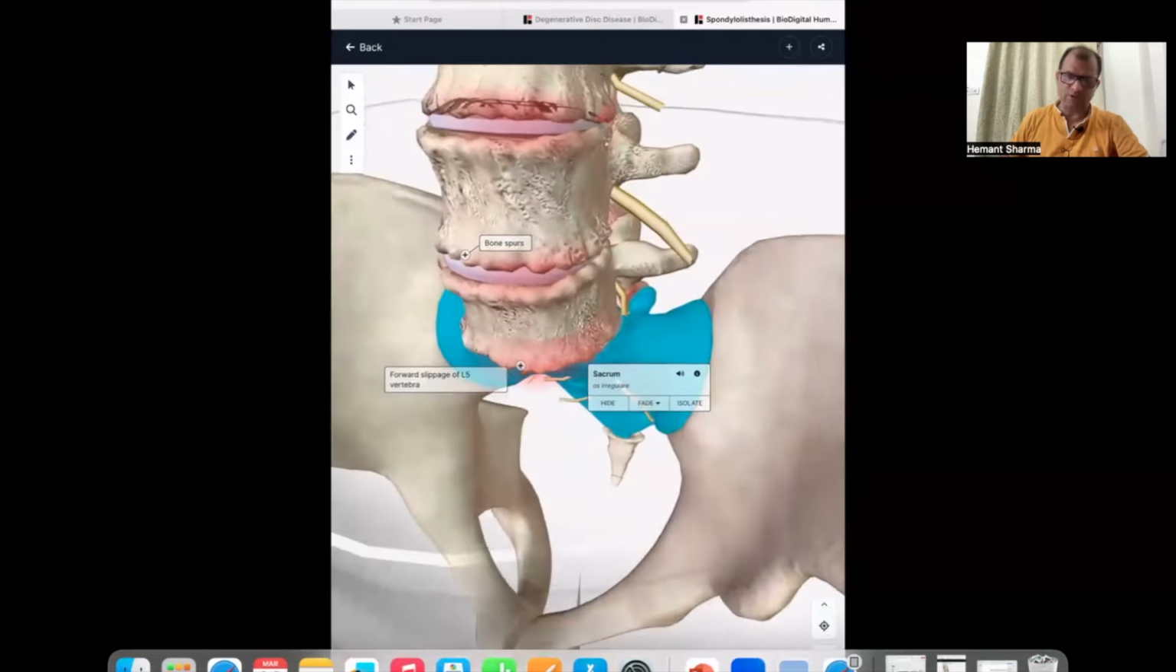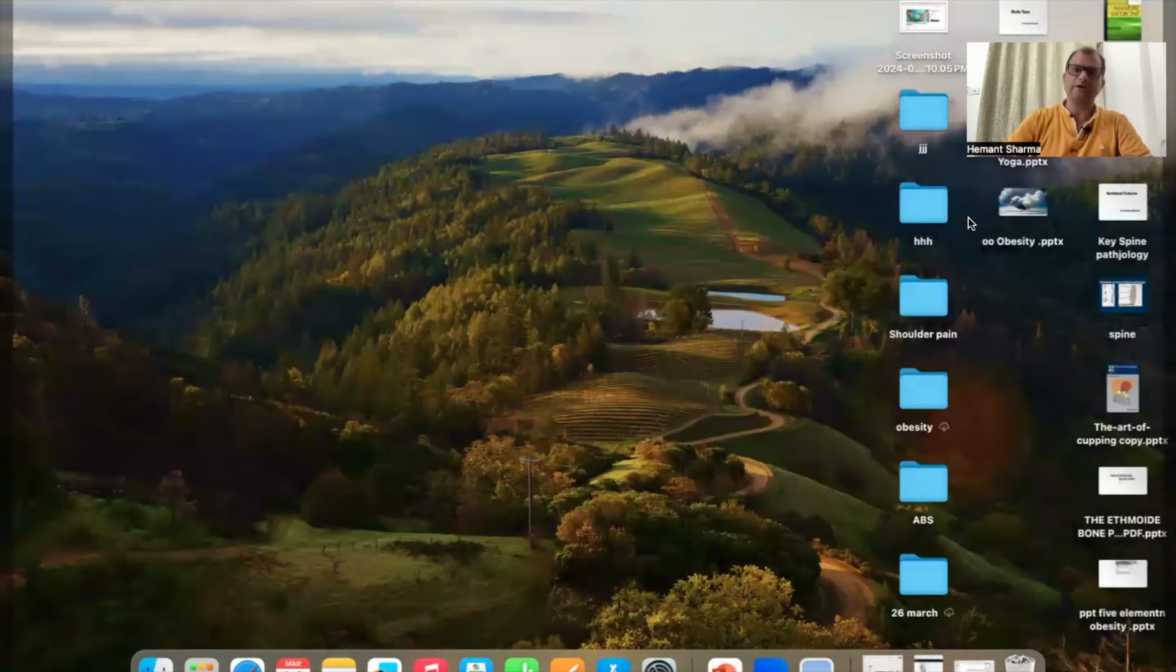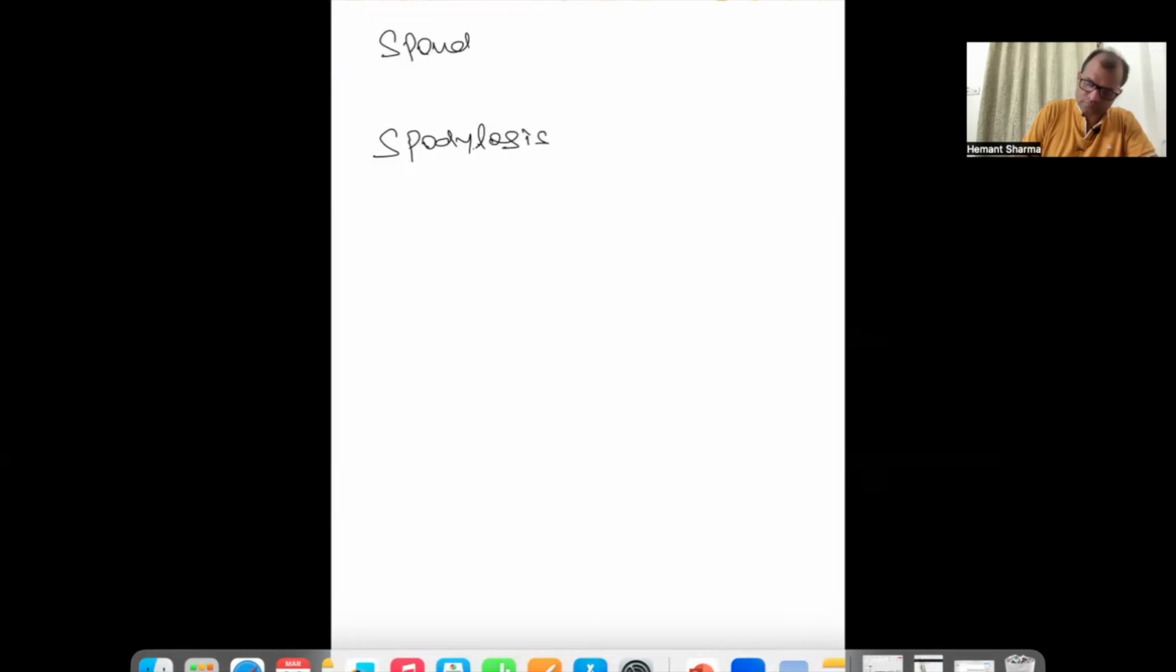That is called spondylolisthesis. ये शब्द हैं. इस घटना को बोलते हैं spondylolisthesis. So what is the difference between spondylosis, spondylitis, and spondylolisthesis? Listhesis.